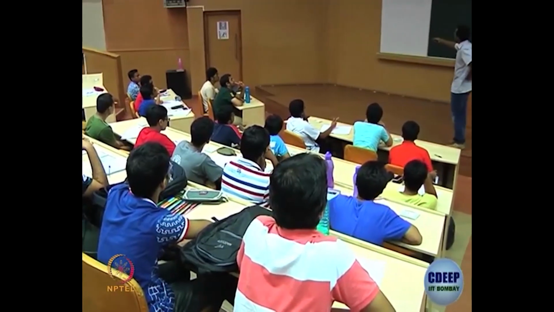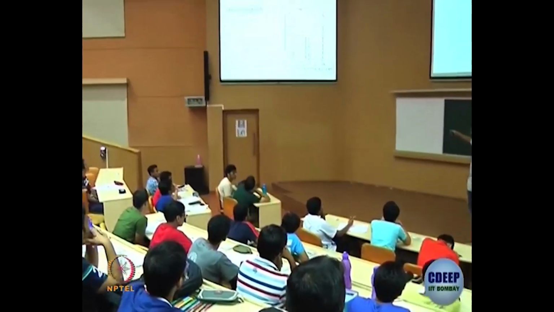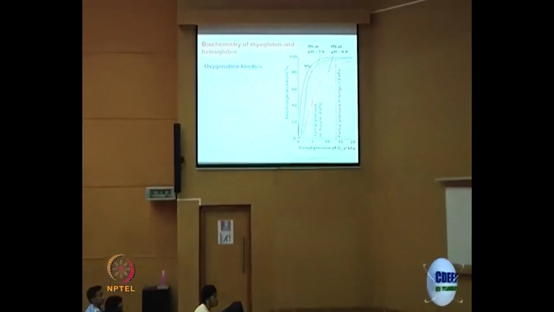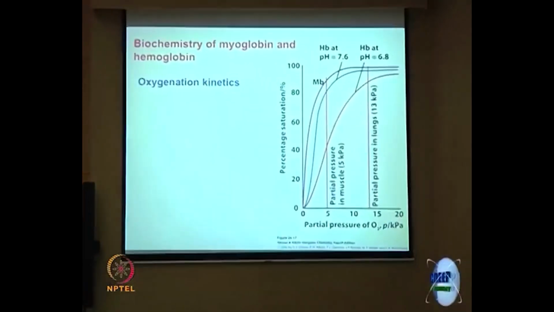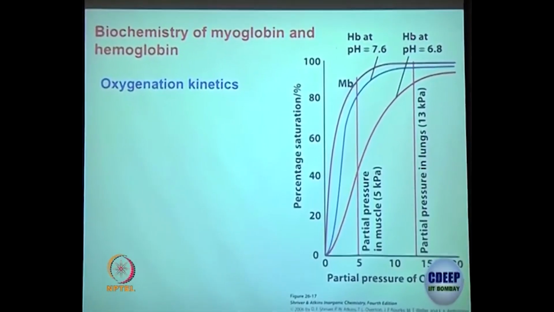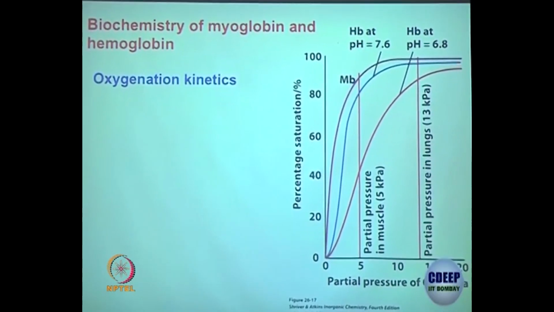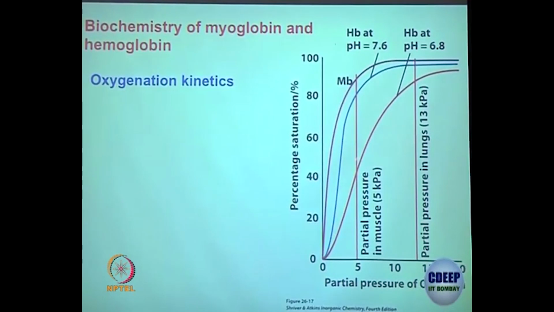This is the curve for hemoglobin. This is the curve for myoglobin. And this is the curve for hemoglobin at pH 7.6. Hemoglobin at pH 6.8 is the red curve. This one, the sigmoidal curve, is hemoglobin at pH 6.8. pH 7.6 is the blue curve for hemoglobin. And then myoglobin, that's the curve.